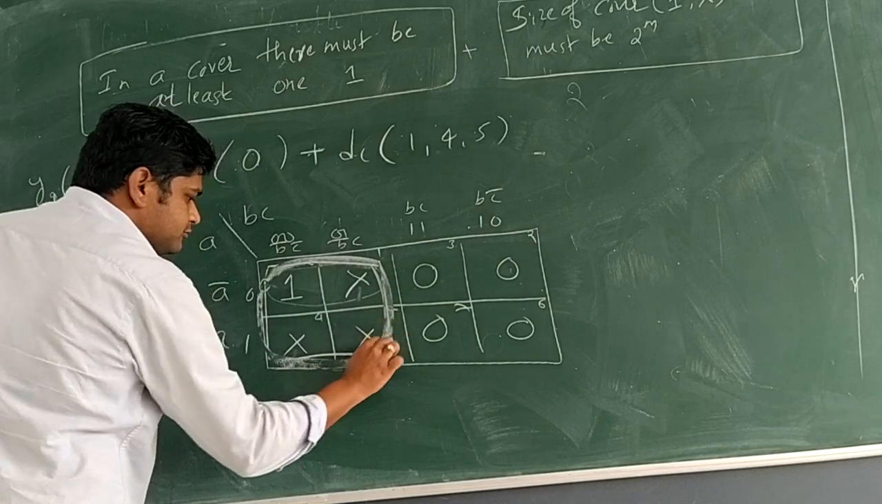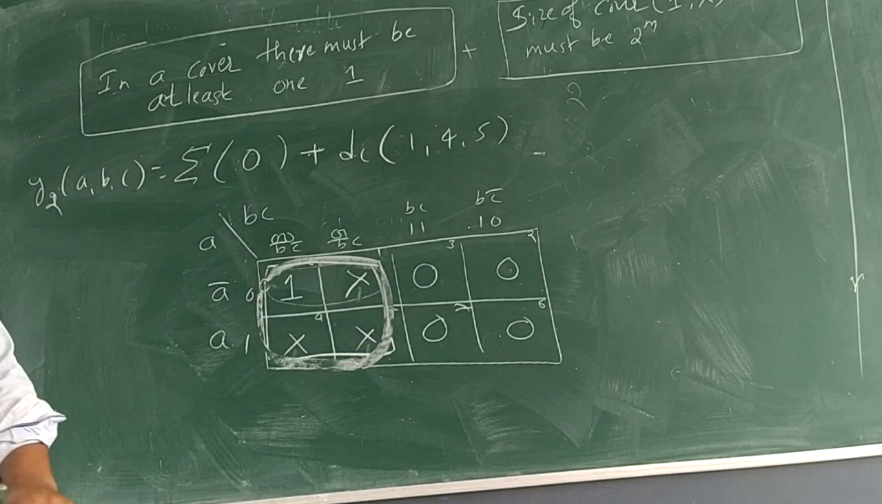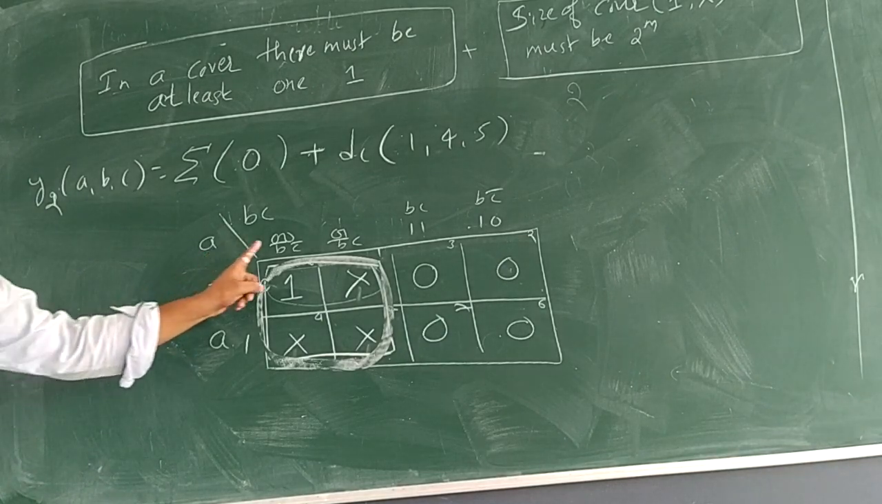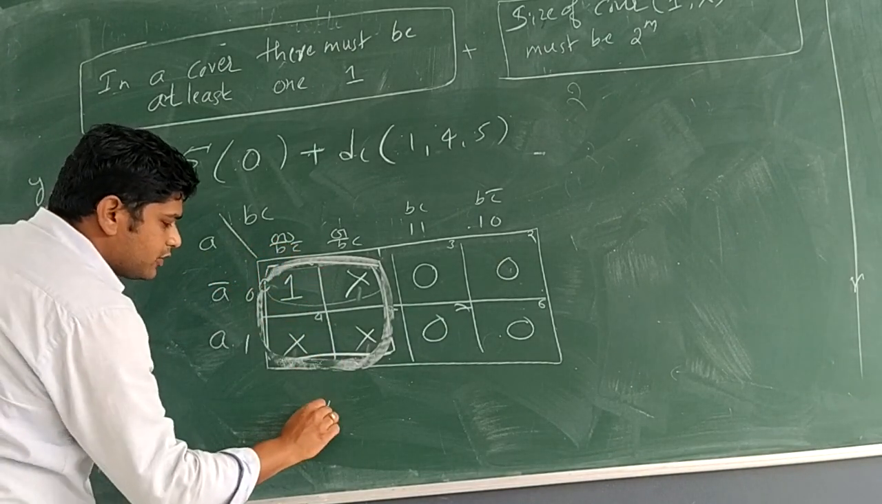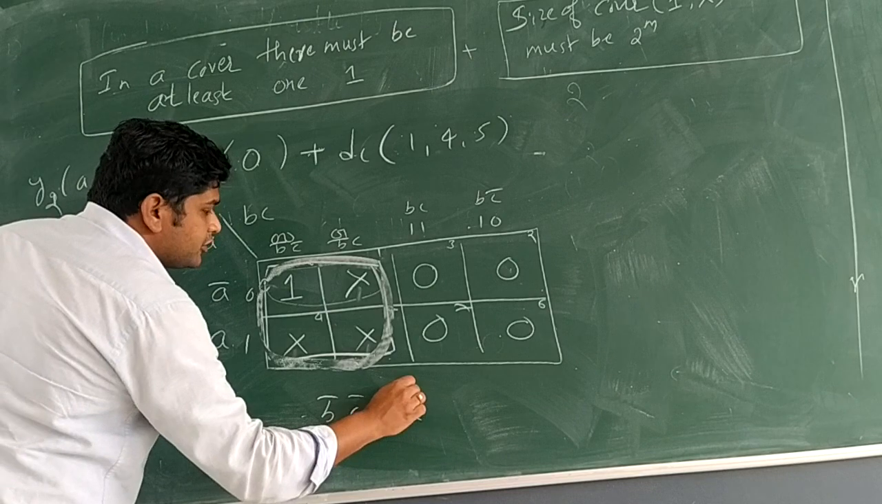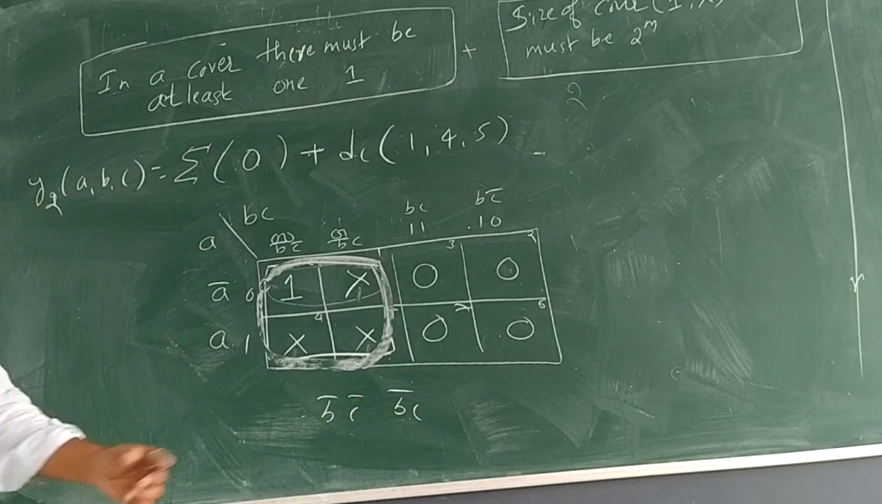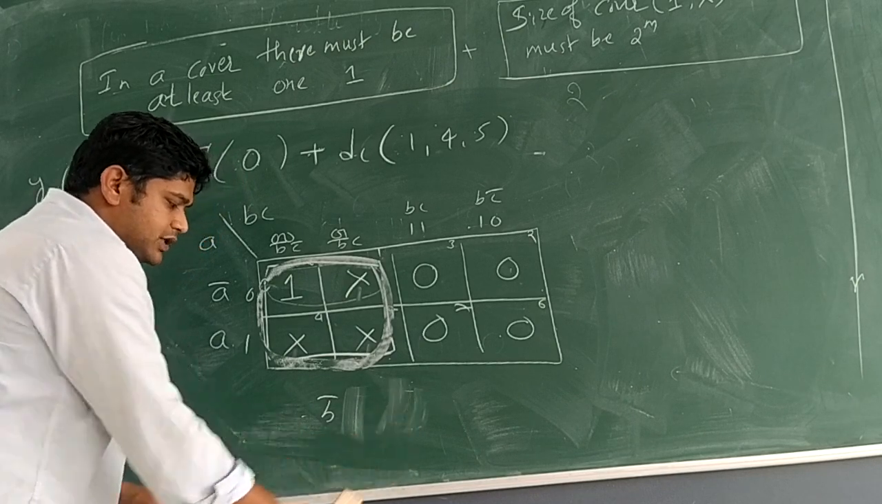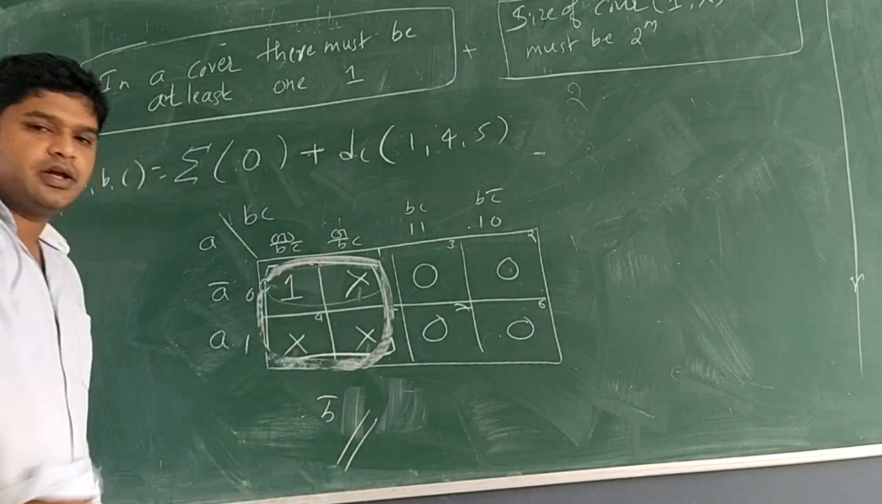This will be the cover. Now 2 rows, A bar and A, 2 columns, B bar C bar and B bar C. Between them C bar and C cancel. We are left with one term. Okay. Fine.